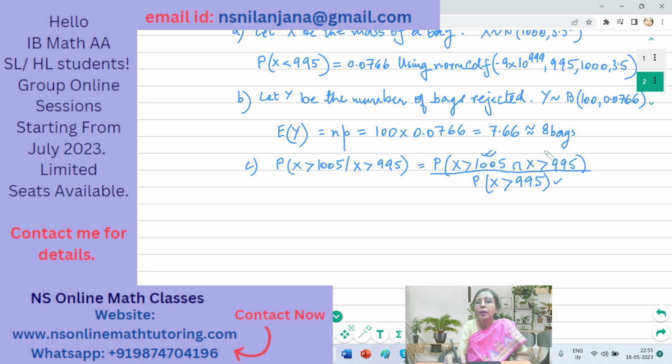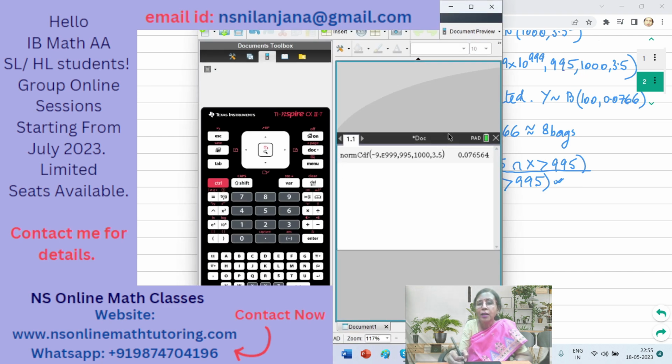The denominator, see over here, P of X less than 995 is 0.0766, but let me take some more digits, not up to 3 significant figures. I would suggest you take more digits in intermediate calculations. For your final answer, you always have to give your answer up to 3 significant figures, but not in your in-between calculations. So I'll be taking 0.076564.